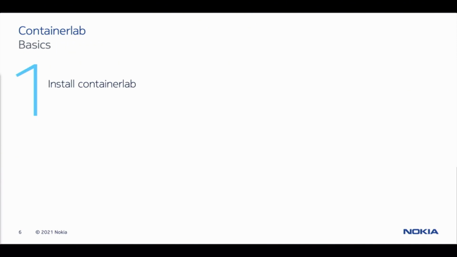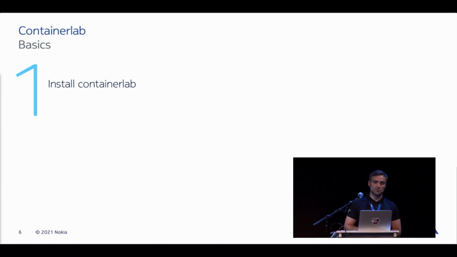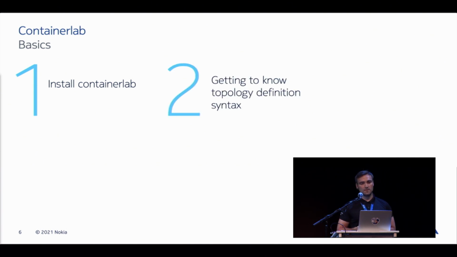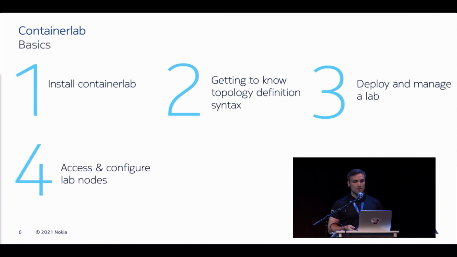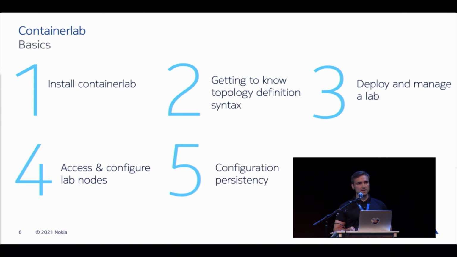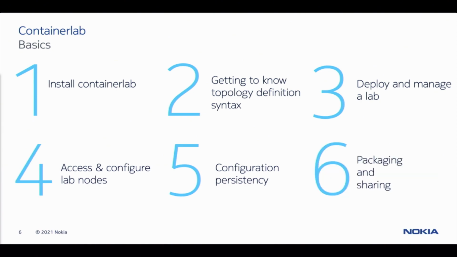But to give you a quick introduction to Containerlab, I would like to take you on a journey. So we'll have a 6-step journey right now. We'll first see how we can install Containerlab. Then we will get to know what this topology file that I'm talking about is and how it looks. We will deploy a lab, and then we will manage the nodes that will be deployed. We will access and configure the networking nodes that will be part of this lab. We will work with configuration persistency to see how we can save configuration and boot with it. And then we will package and push it to a Git repository so everybody else can pull it and reproduce the steps.